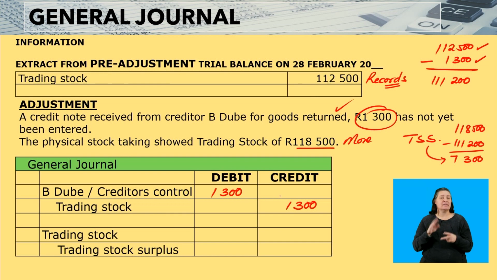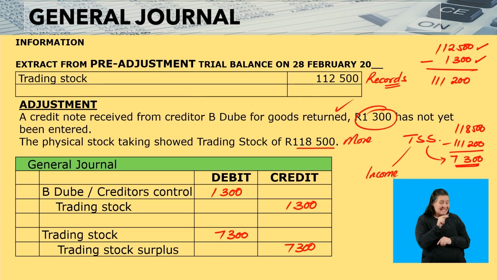Let's go to the second one. The second one has to do with the trading stock surplus. Once I have a trading stock surplus, I will debit my trading stock. So I'm debiting it with 7,300. And then I'll credit my trading stock surplus with 7,300. Keep in mind that my trading stock surplus is income. Once you have a trading stock surplus, it will be treated as income to the business. All right, let's quickly see what we can do when we are given the general ledger.